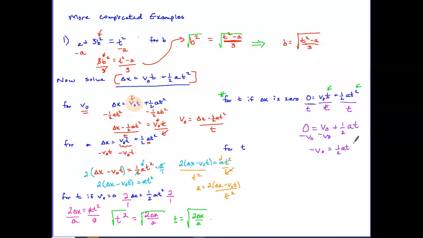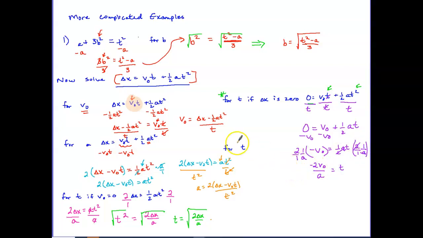Okay, now I'm going to do two things at once, which I haven't done in any of these videos. So I'm going to multiply by 2 over 1, and I'm going to divide by a. That will cancel the 2 and cancel the a. So I'm going to multiply by 2 over 1 and 1 over a. So I get negative 2v0 over a equals t.